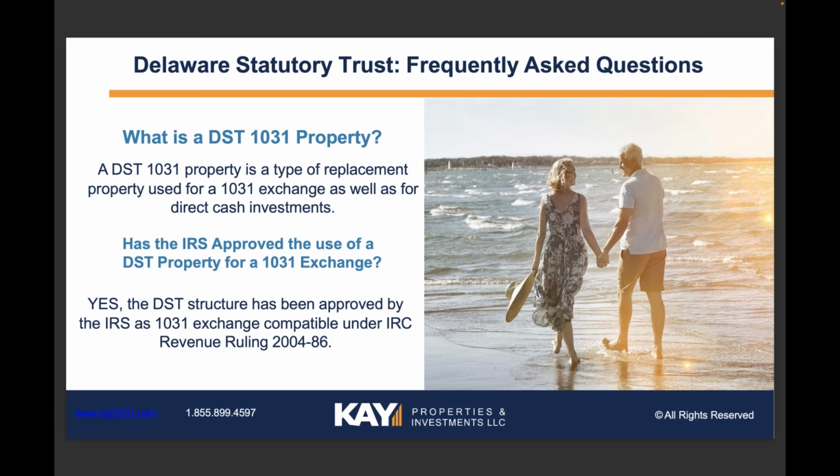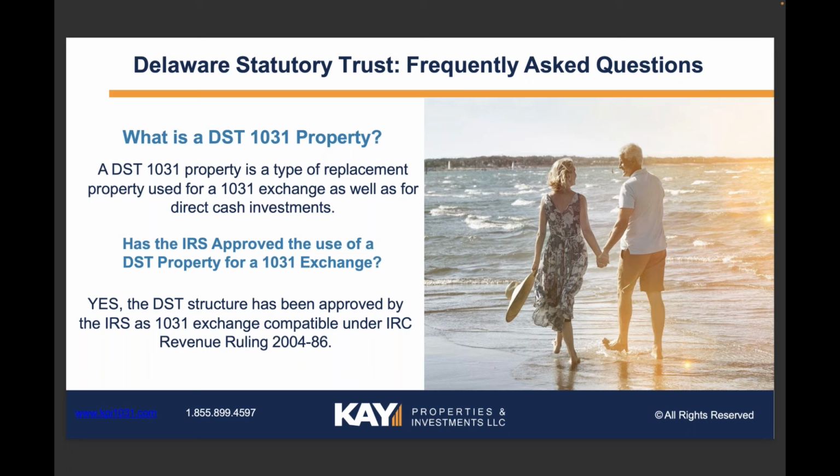We can shine some light on this subject that we've been living and breathing for a very long time now and helped many, many clients throughout the country. So we'll just jump right into it. Delaware Statutory Trusts, frequently asked questions. So what is a DST 1031 property? The DST 1031 property is a type of replacement property that's used for a 1031 exchange as well as for direct cash investments.